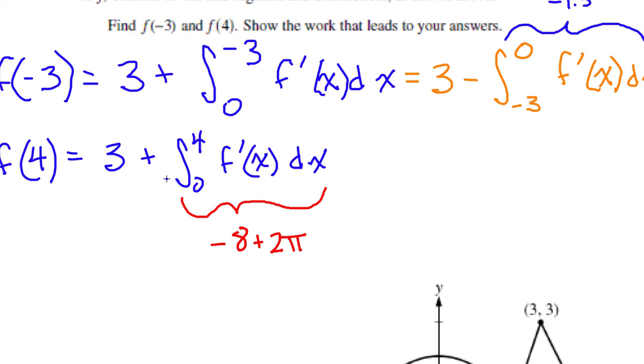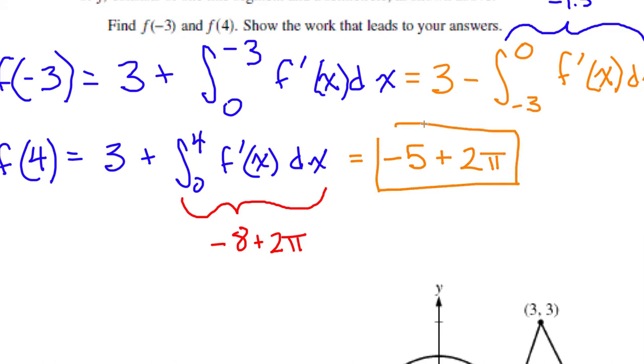So our final answer: 3 plus -8 is -5. So our answer is negative 5 plus 2 pi. Final answer, box it.